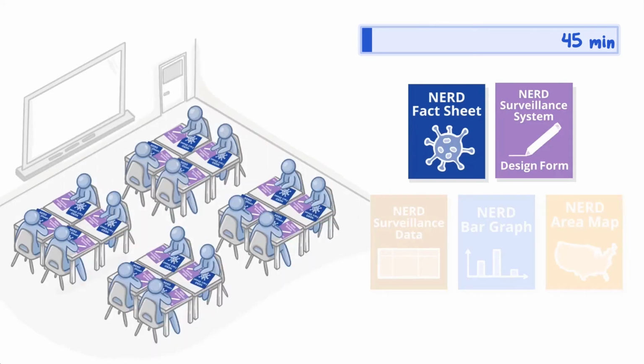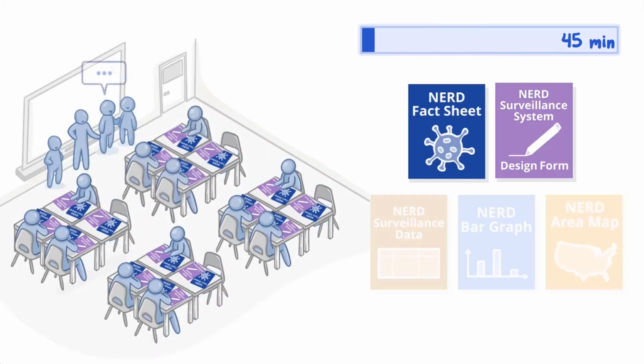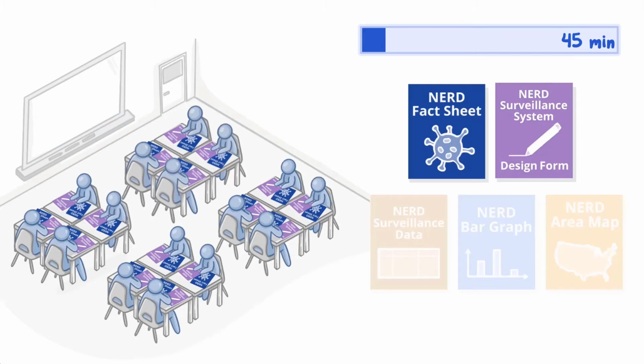Next, encourage someone from each group to share their answers with the class, summarizing key ideas from each group on the board. After all groups have shared, initiate a class discussion about the key characteristics of a good surveillance system.